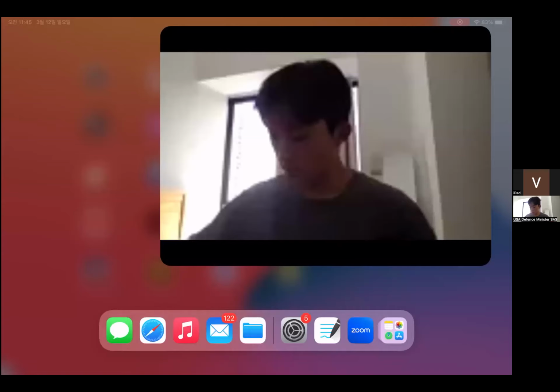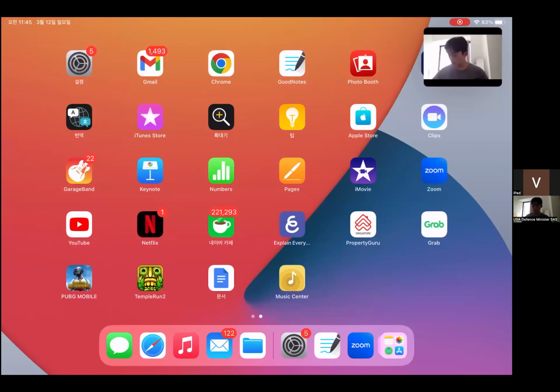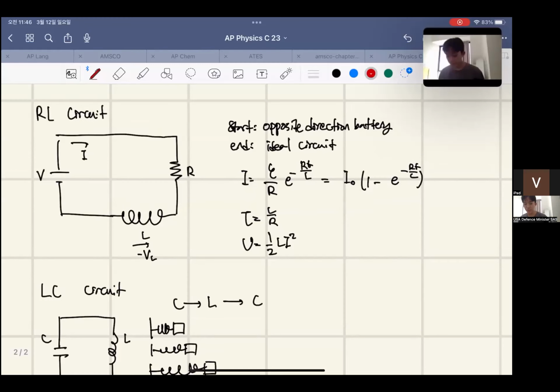Okay, so let's go back to the notes that I have over here. RL circuit. Let's get started. In order to understand the RL circuit, you have to first understand L, the inductor, because R, you already know what it is. It's a resistor. You know how it works. It works under Ohm's law and everything. So the next thing you have to know is what L, the inductor, is.